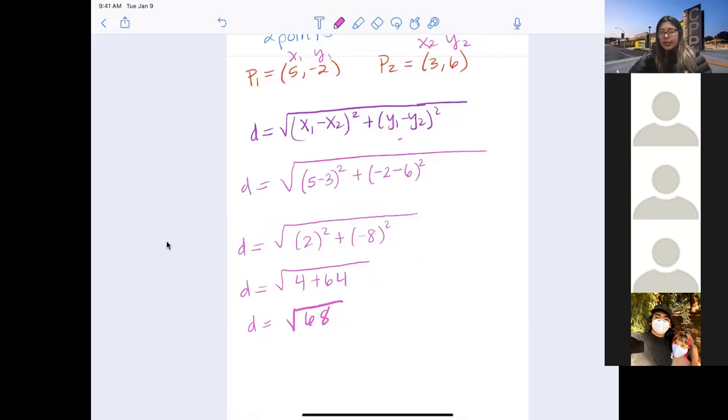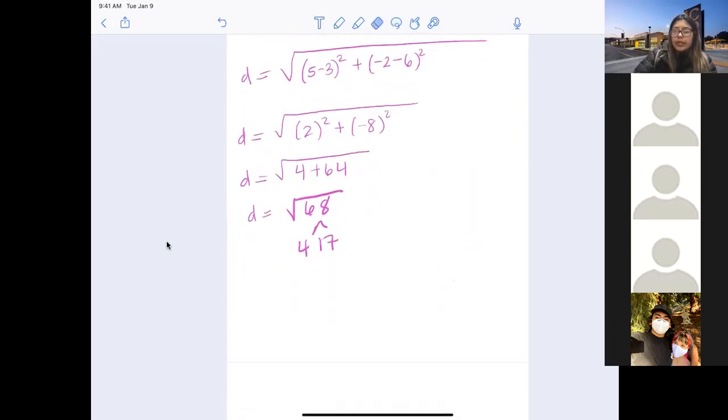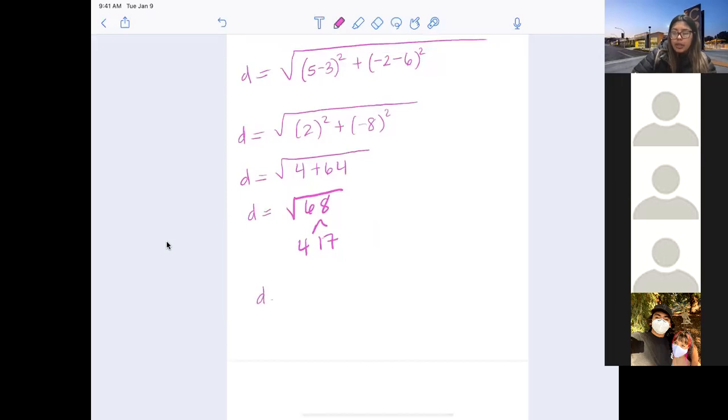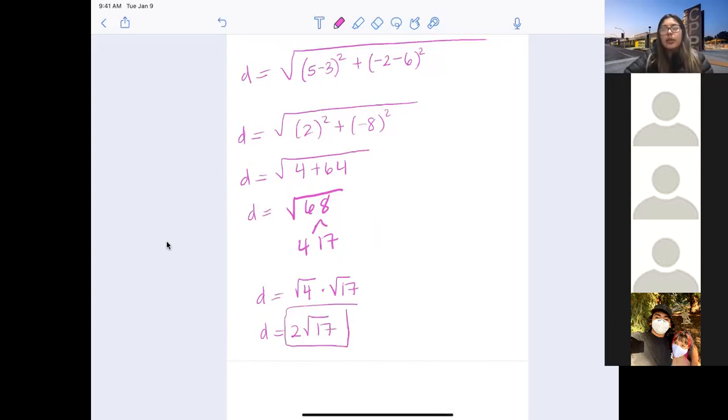Well, what is this? 68 can be broken down into 4 and 17, I believe. Yes. So to break down 68, we have d equals the square root of 4 times the square root of 17. But you know the square root of 4 is 2. So you get 2 the square root of 17. And this is your answer. And you have to type it like this on the test. If you use decimals, it's going to mark it wrong.